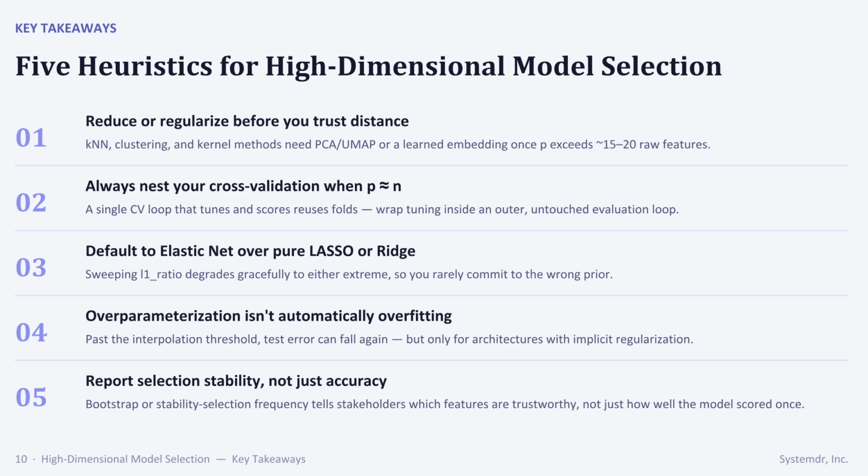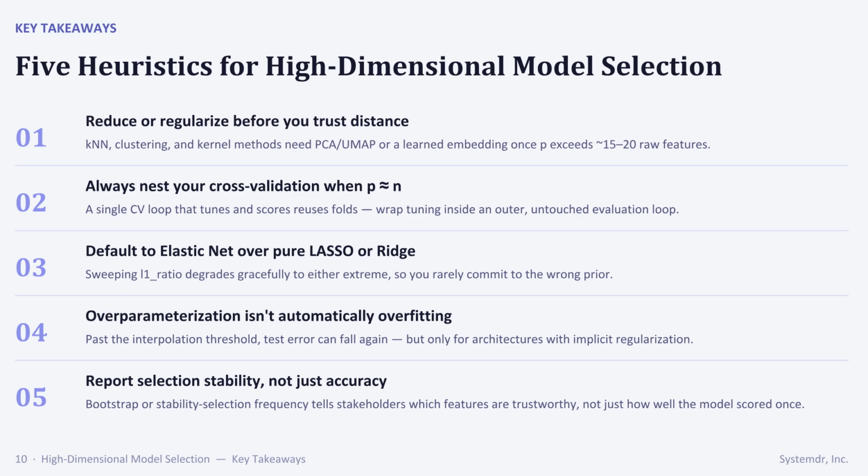1. Reduce or regularize before you trust distance. K-nearest neighbors, clustering, and kernel methods need PCA, UMAP, or a learned embedding once your feature count exceeds roughly 15 to 20 raw features. 2. Always nest your cross-validation once your feature count approaches your sample count. A single CV loop that both tunes and scores reuses the same folds, and that can inflate your reported performance by 15 to 30%.